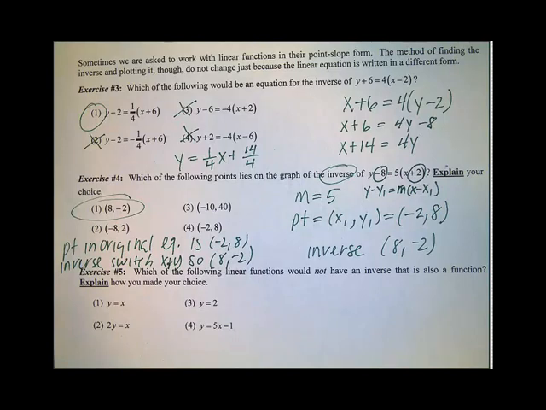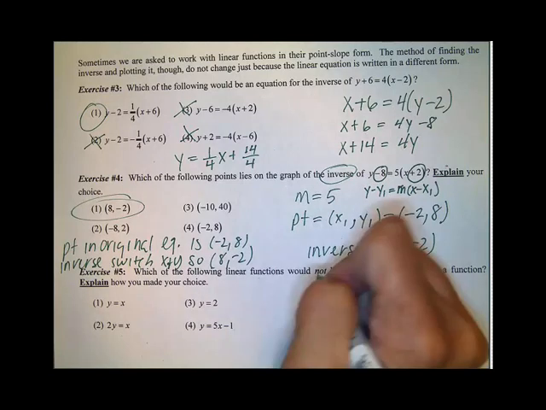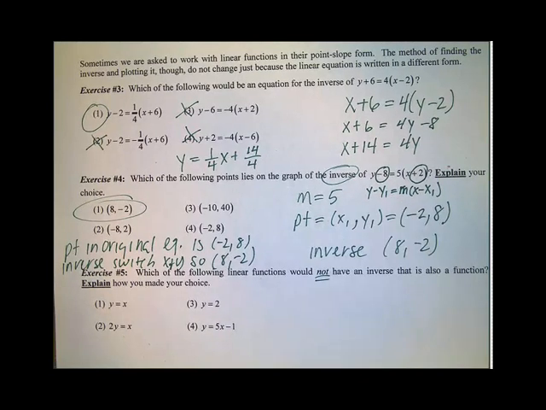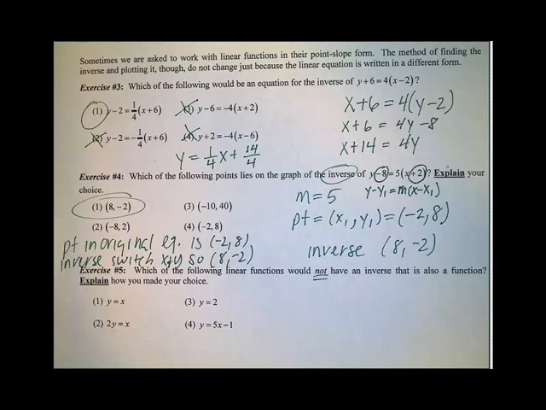So exercise 5, which of the following linear functions would not have an inverse that is also a function? Explain how you made your choice. So think about what we highlighted on the previous page. It was at the top of the page. With the exception of horizontal lines, all linear functions are one-to-one and thus have inverses that are also functions. So which one here is a horizontal line?